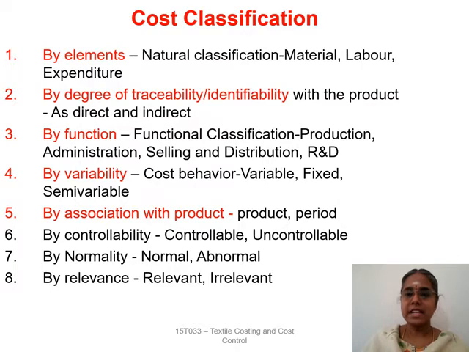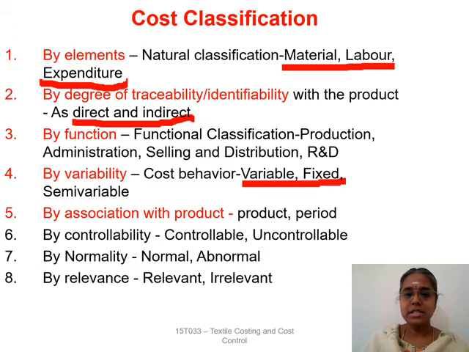By elemental nature, or by natural classification, you classify as material, labor, and expenditure. By degree of traceability or identifiability, you classify as direct or indirect. Then by variability, you classify as variable, semi-fixed, and semi-variable. Then the other classifications, by function: production cost, administration cost, selling and distribution, and R&D cost. By association with the product, you classify as product cost or period cost.